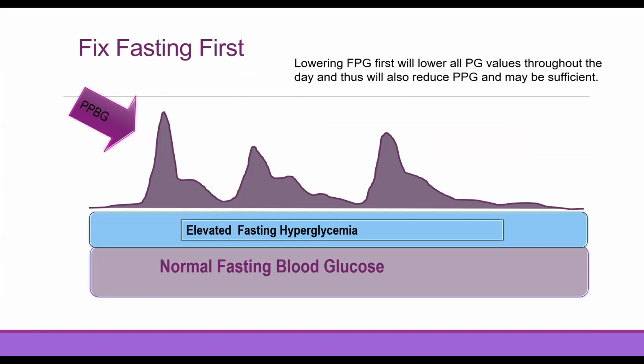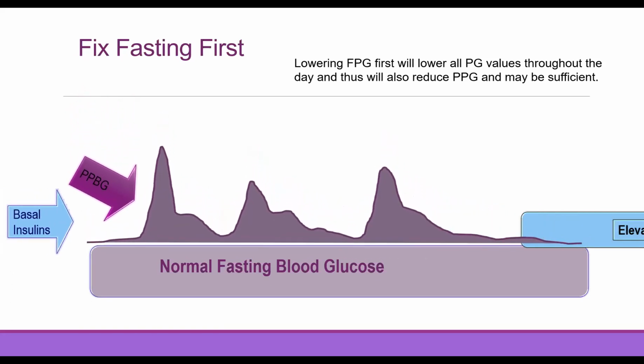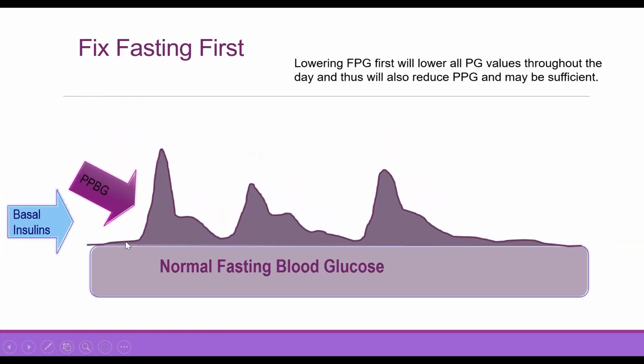As I've already discussed, whenever you start insulin therapy, our target is always the fasting. And to target the fasting, or to control the fasting plasma glucose, we have to give a basal insulin. If we give basal insulin, it will not only normalize the fasting plasma glucose, it will have a significant impact on the postprandial glycemic surge as well. So we need to fix the fasting first.